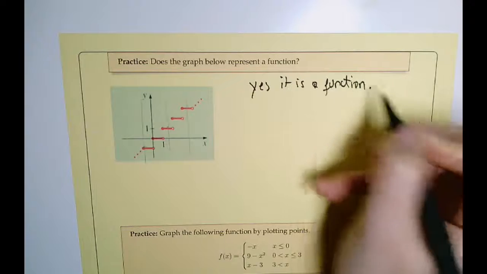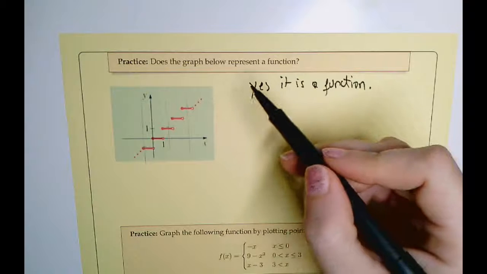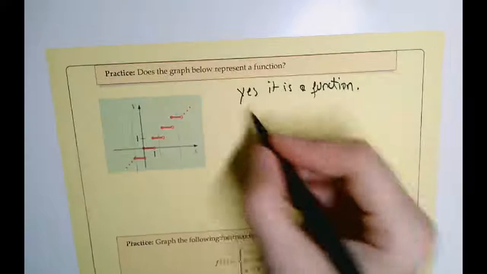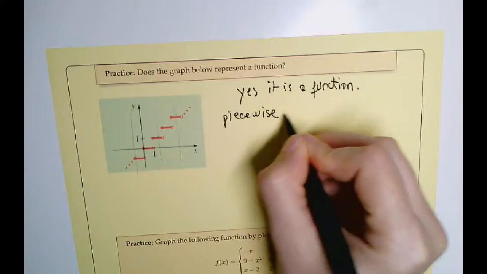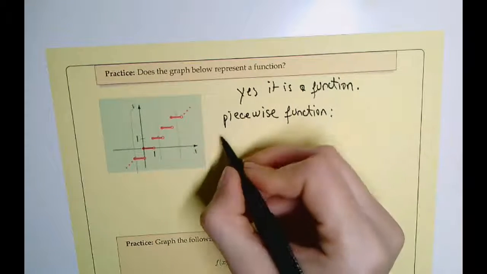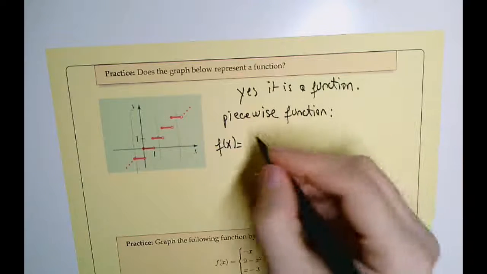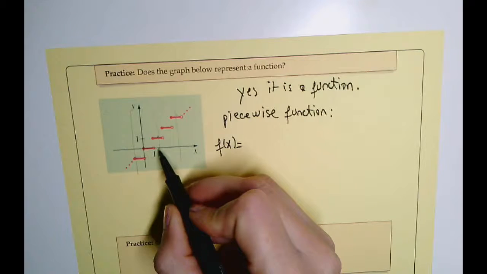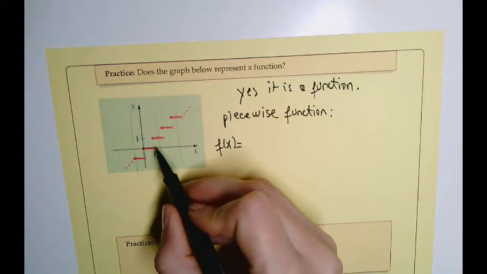And what kind of function is it? You see we have these pieces, so it kind of tells us that it's a piecewise defined function. Let's try to come up with a formula for it. So let's call it f of x. Let's look at this piece, the first piece, for example. What are the x values between? Between 0 and 1, including 0 but not including 1.